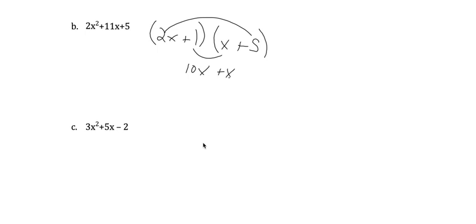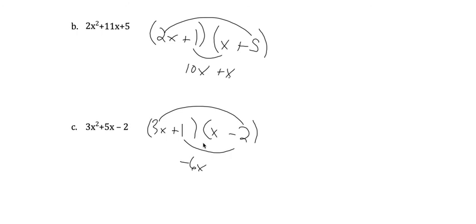Where C differs is that you have a negative number in there. So we for sure begin with 3x and x, but now we need numbers that multiply to negative 2. And that negative is going to become important, and where we put that negative is going to become important. So I'm going to try plus 1 and minus 2. If I do that and I multiply everything out, I'll for sure get the 3x squared and the negative 2, but in the middle, I'm going to get negative 6x plus 1x. Those would add to negative 5x. I wanted a positive 5x in the middle.